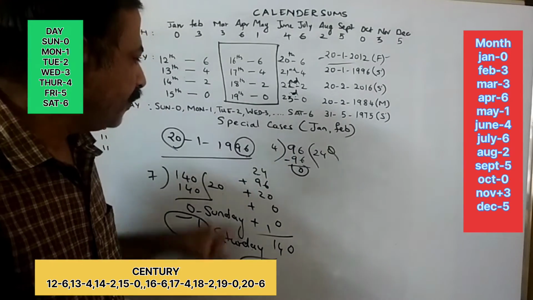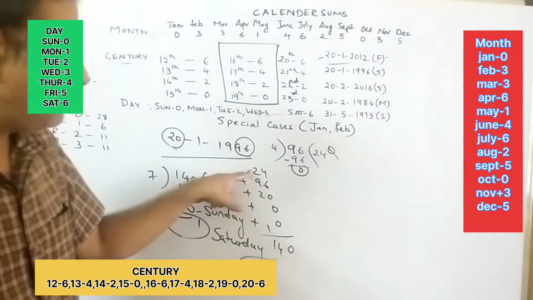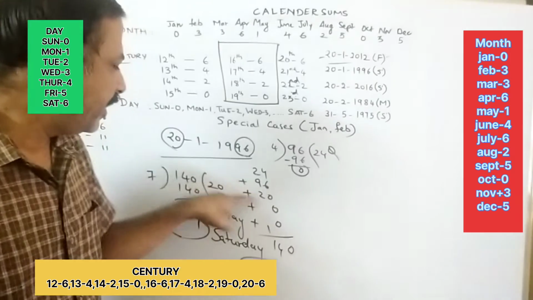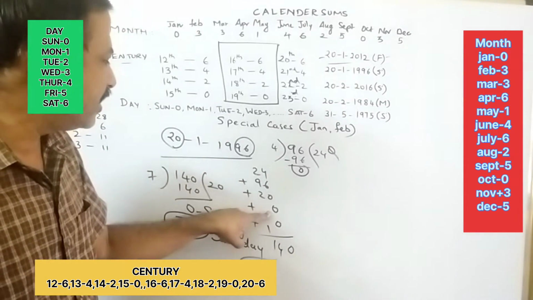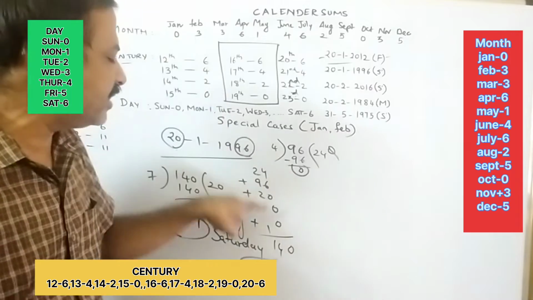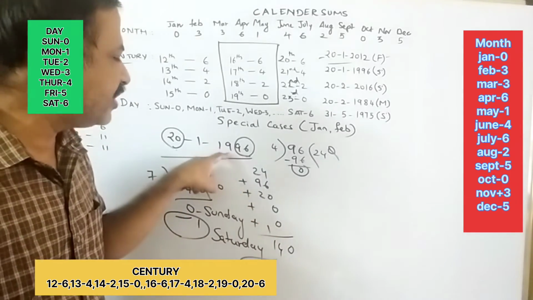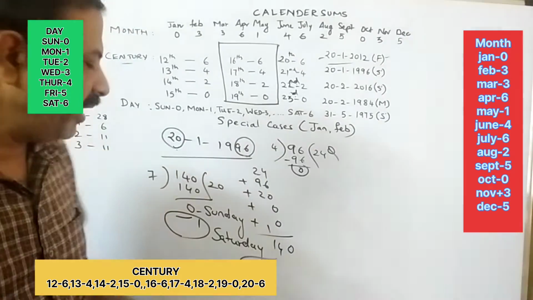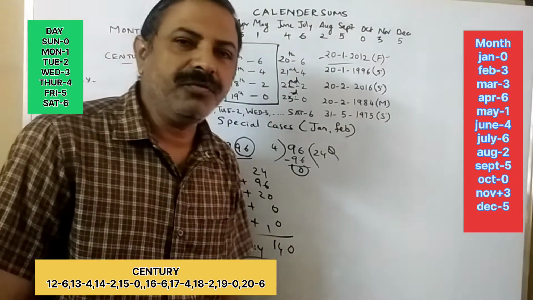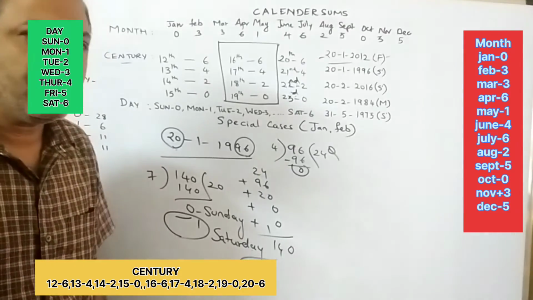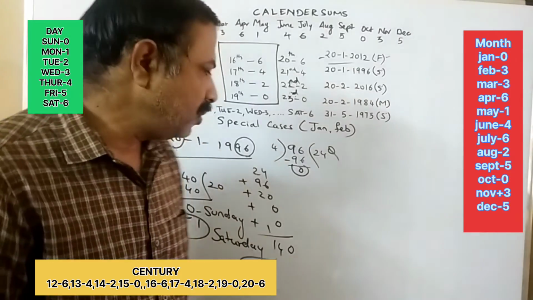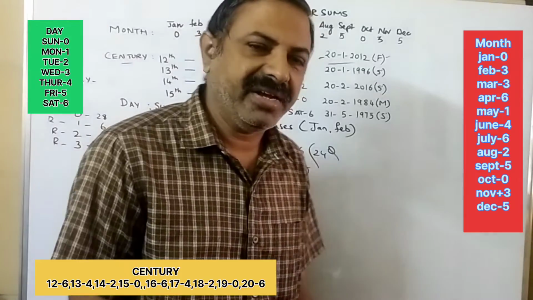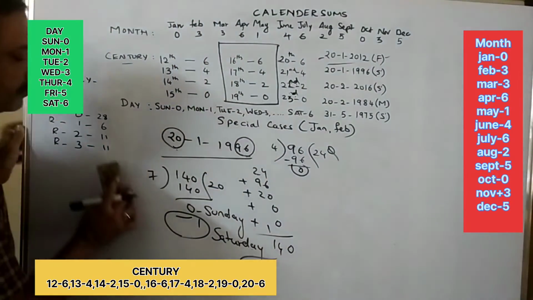This 24 is nothing but what we get after dividing with 4, the quotient. Next, 96 is the last two digits of the year. Next, 20 is the date. Next, 0 is the month code. For the January month the code is 0. And finally we have the 19th century, the code is 0. If I add the total, I got 140. So 140 divided by 7. I already informed you before why we are dividing with 4: to check whether it's a leap year or not. And why are we dividing with 7? Because there are 7 days in a week.